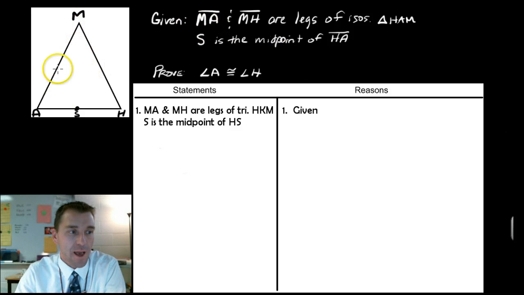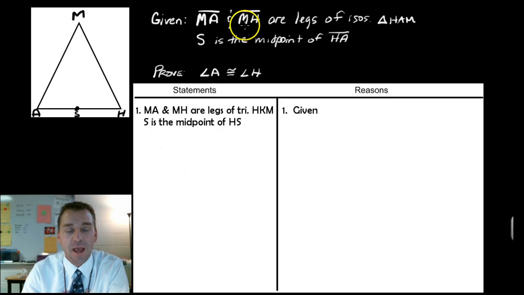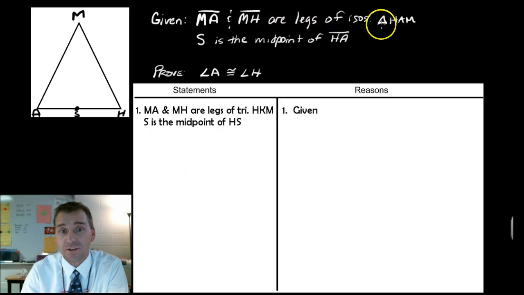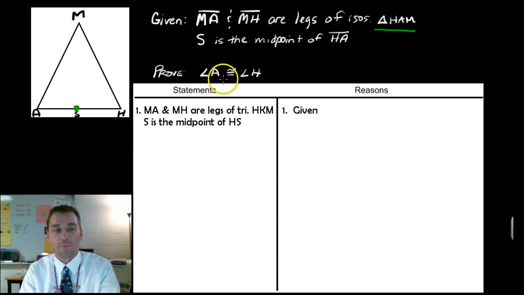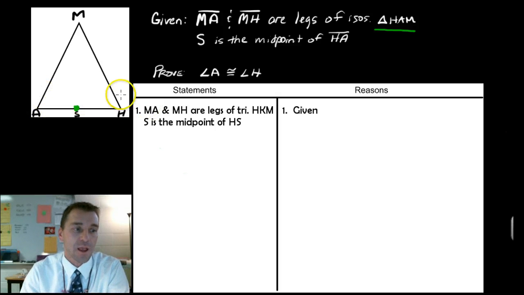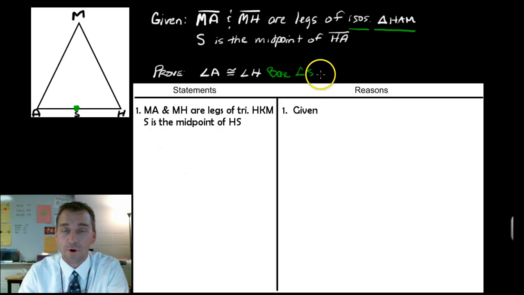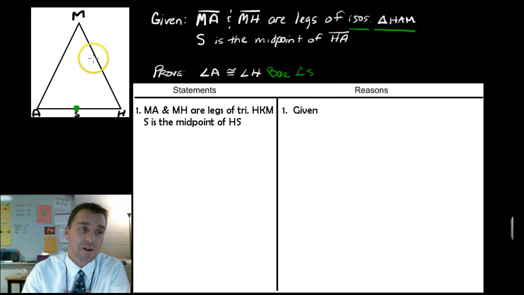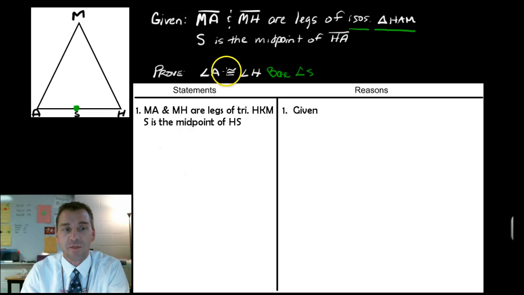You got MA and MH are the legs of isosceles triangle. So we got triangle HAM is isosceles, and these are the legs, so MH and MA. And we have S is the midpoint down here of segment HA. And what we're proving is angle A and angle H are congruent. So essentially what we're proving is the base angles, you can see that in the picture, the base angles of the isosceles triangle are congruent. That's the deal. So we're given an isosceles triangle and we're proving that these base angles are congruent.